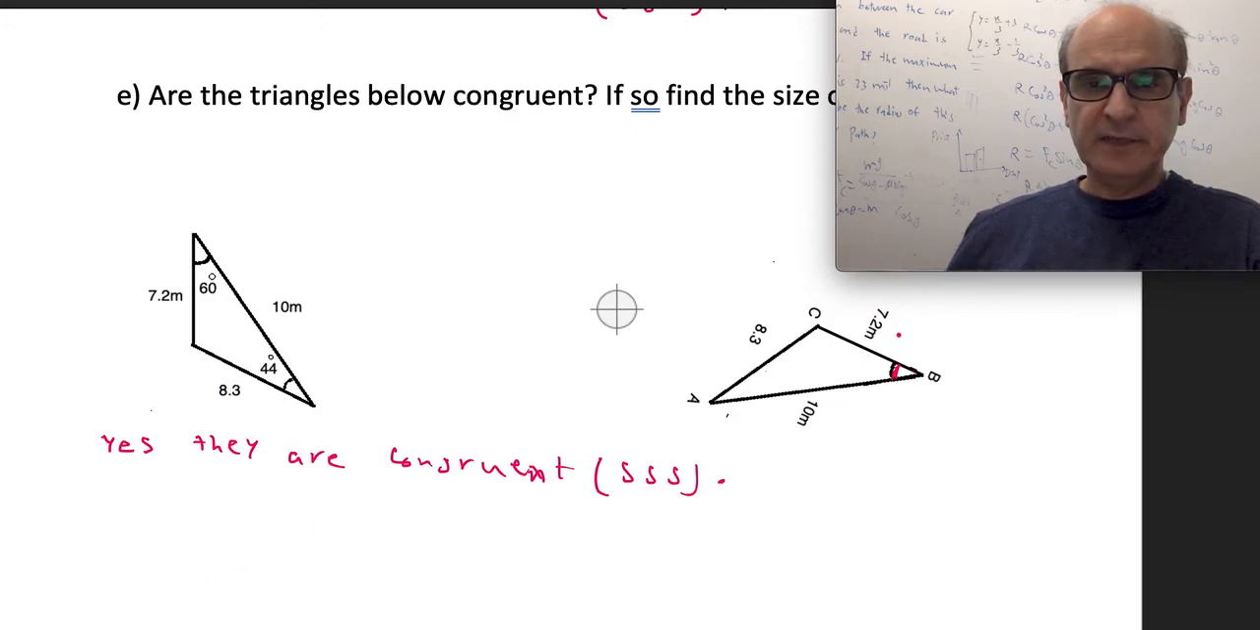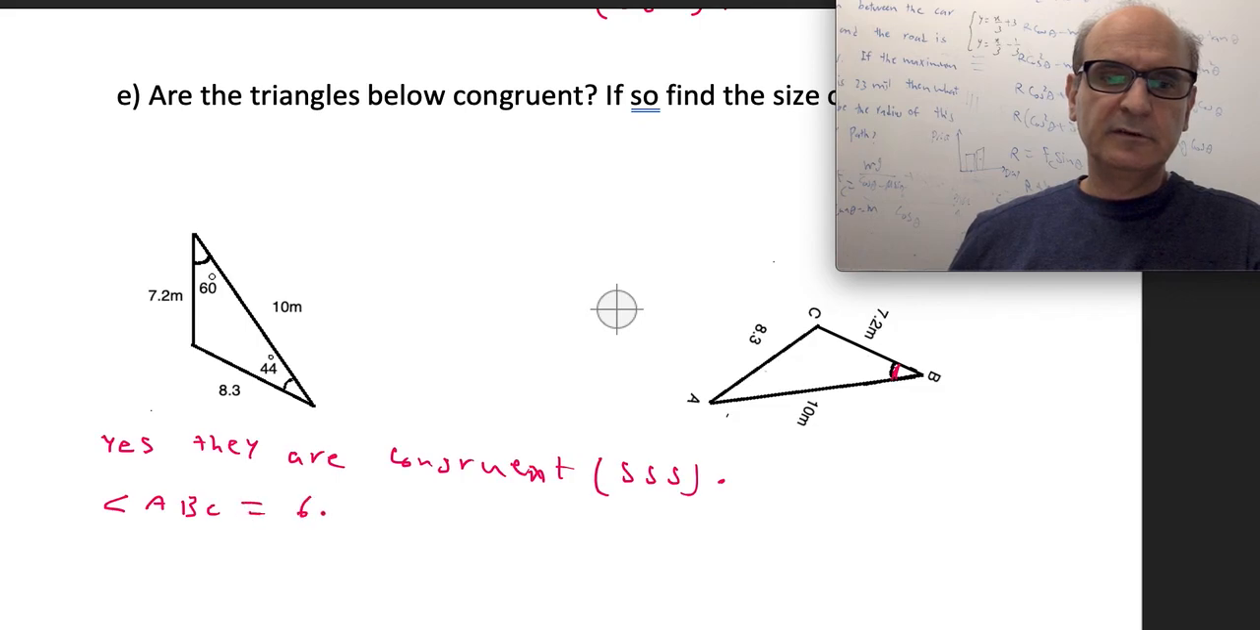Because this B is made between 7.2 and 10, then that angle here is 60, so that means this angle here also is 60. So how do I know that B and this angle are matching angles? By looking at the sides. This is 7.2, this is 7.2, this is 10, this is 10. So the angle made between those two will be equal to the angle made between these two. So then angle ABC is equal to 60 degrees.